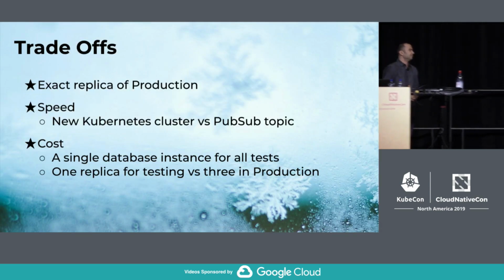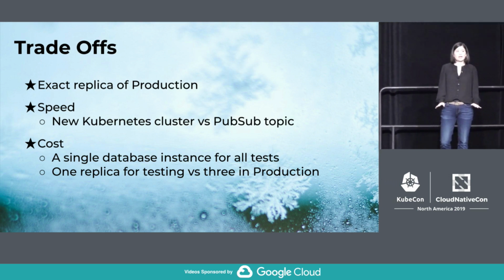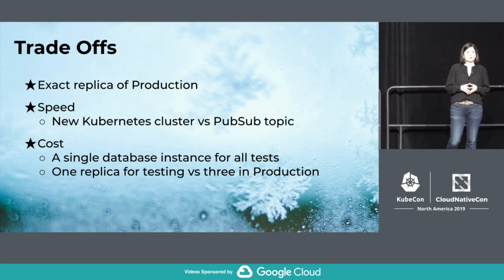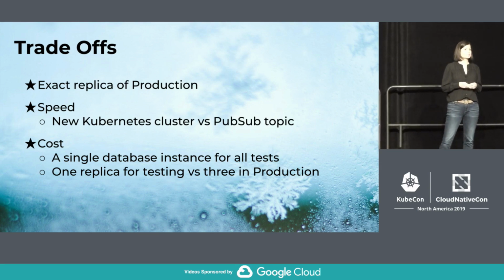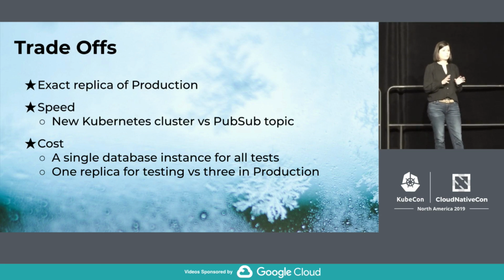Each service is its own unique snowflake, and only you have the context to make the right call for your service. We're going to want to balance the speed of our test with how closely our ephemeral environment mimics production. A Kubernetes cluster takes significantly longer to spin up than a pub sub topic. To save time as well as money, we may choose to run all of our tests against one database instance, whereas in production, we'll likely want our own dedicated database instance.